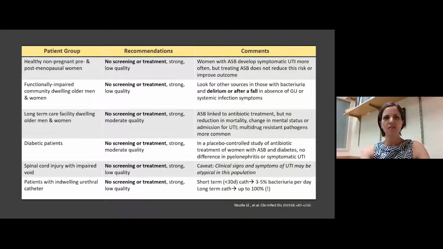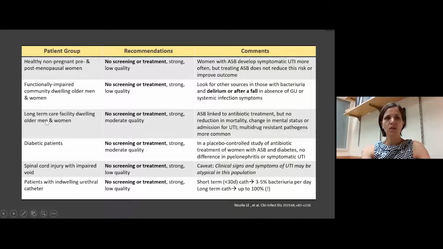So the first group they address are healthy, non-pregnant, pre- and postmenopausal women, and they recommend no screening or treatment when they're asymptomatic. While women with asymptomatic bacteriuria do develop symptoms more often, treating the asymptomatic bacteriuria has not been shown to improve their outcomes. What about functionally impaired community dwelling older men and women, like the woman we just talked about? No screening or treatment is recommended. And in fact, the guidelines specifically say if patients like this develop delirium or fall in the absence of GU symptoms, like our patient, you should look for other causes of those issues.